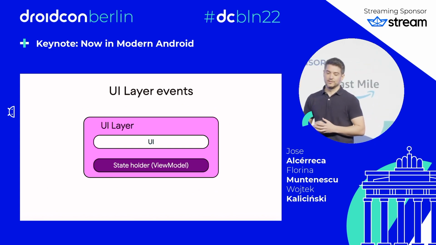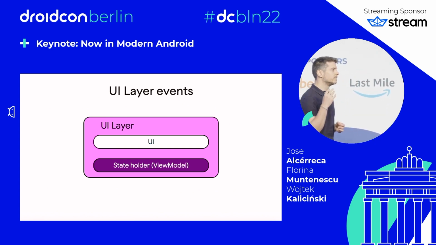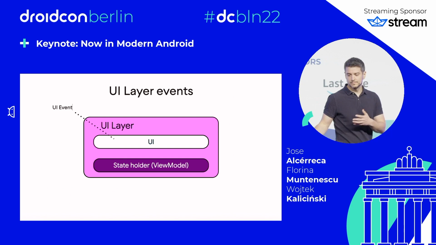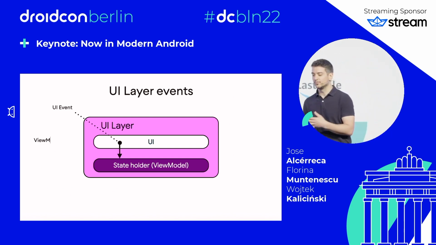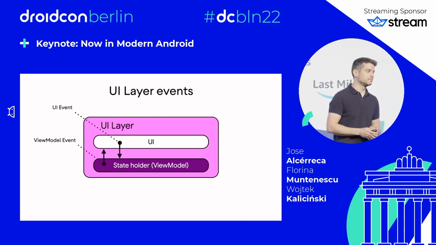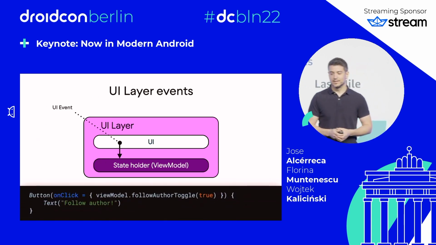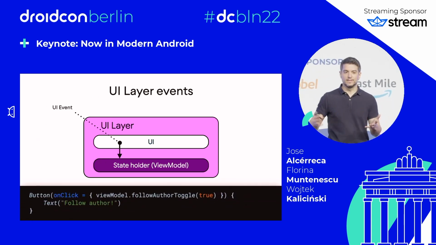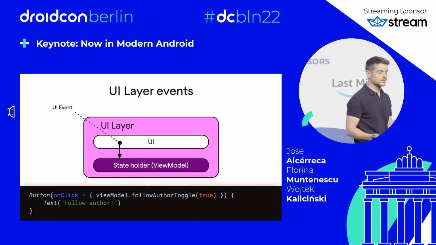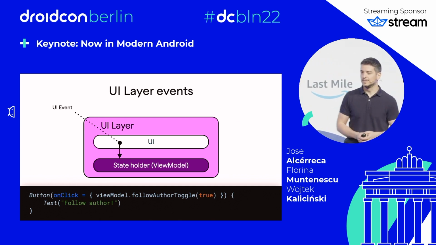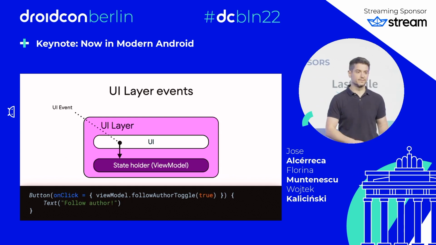It's the UI layer events. UI layer events originate either in the UI, when the UI needs to send an event to the view model, or in the view model when it needs to send an event to the UI. UI events are very easy, because normally you have a reference to the view model lying around, or it's easy to get to it. So you just call a function. The function is called once, and it's received once.